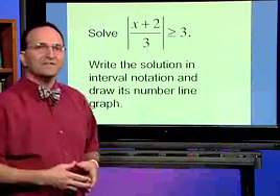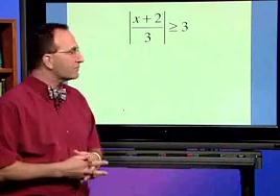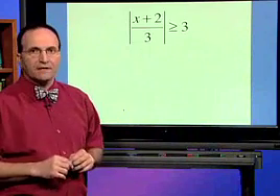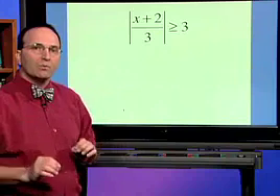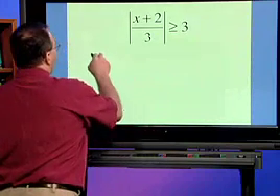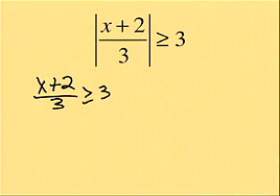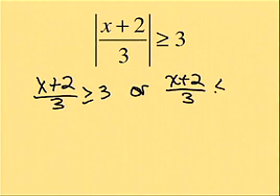All right, let's find out how you did on this problem. The problem is the absolute value of (x plus 2) divided by 3 is greater than or equal to 3. So this time when we rewrite this, we're going to have that (x plus 2) over 3 is greater than or equal to 3, or (x plus 2) divided by 3 is less than or equal to negative 3. And we solve each of those individually.